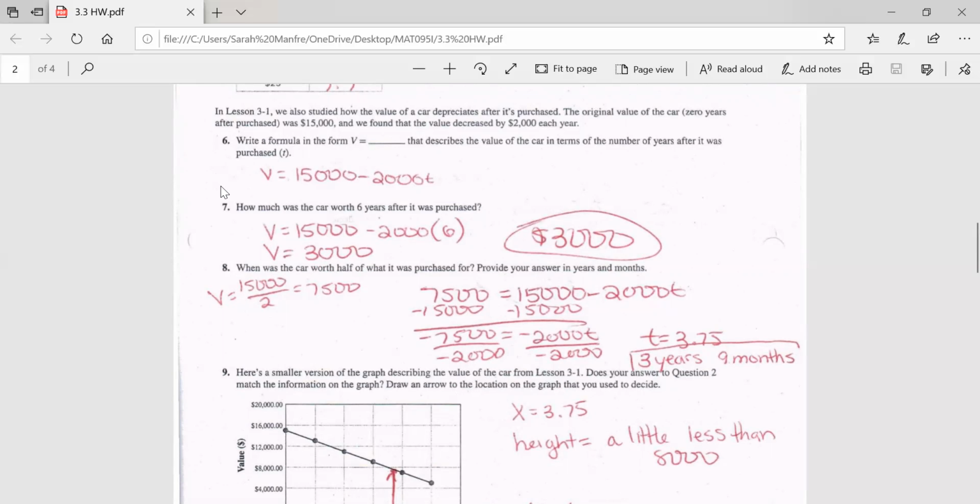Question 7, how much was the car worth 6 years after it was purchased? Well, I'm going to take this T and replace it with a 6. Again, make sure you multiply first, 2,000 times 6, get an answer, and subtract that answer from 15,000.